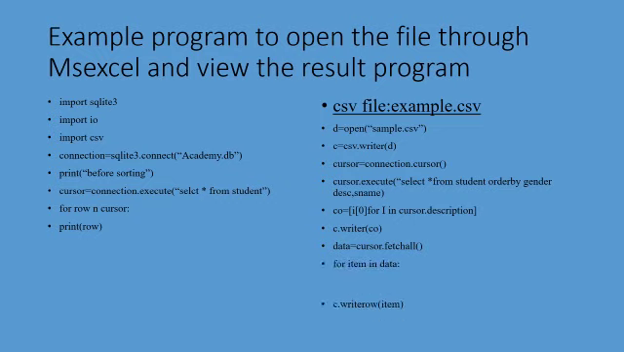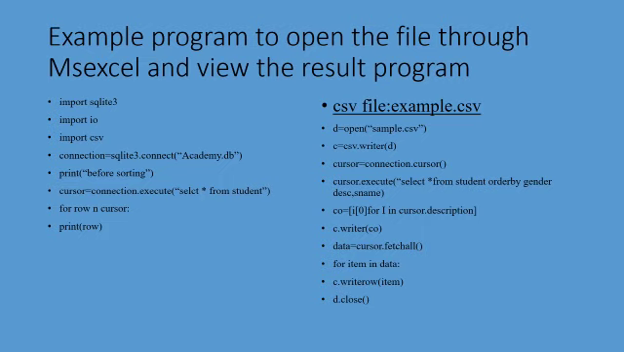Next, how we can read the CSV file like this. D is equal to open sample.csv. C is equal to csv.writer of D. The same thing you did already: the csv.writer method will write the data from D to C. Cursor equal to connection.cursor, setting the cursor object. Next, cursor.execute select star from student. I am displaying all, and the same condition I am giving here.